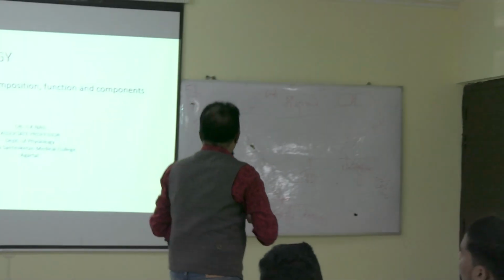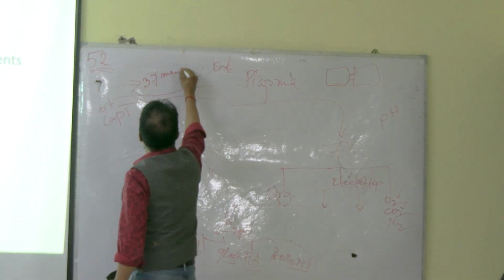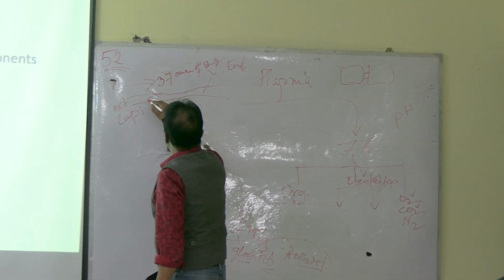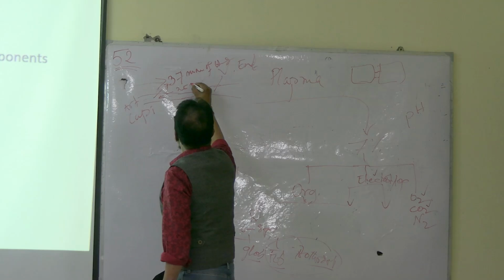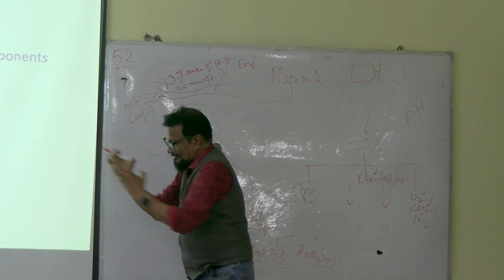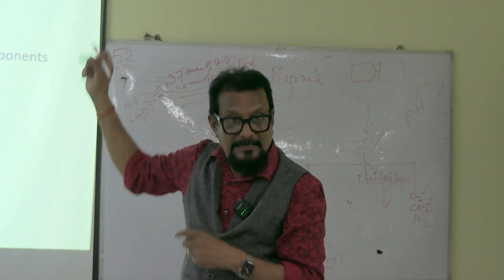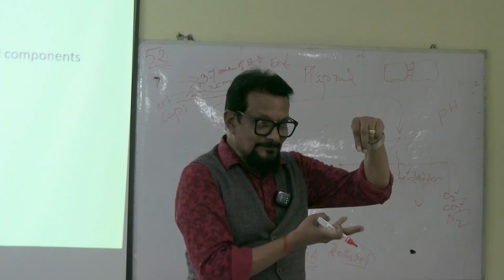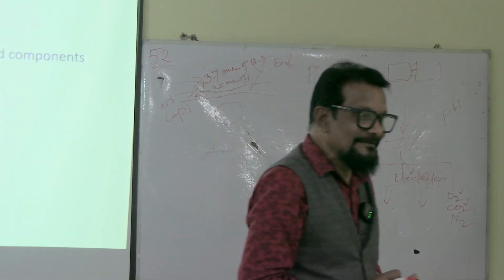Okay, fine. Here it is 37 mm of Hg, and the colloidal osmotic pressure here is 25 millimeter of Hg. So one pressure wants to retain and the other wants to push out. Now there will be a balance between the two. Who is more powerful? Hydrostatic pressure. As a result, what will happen?